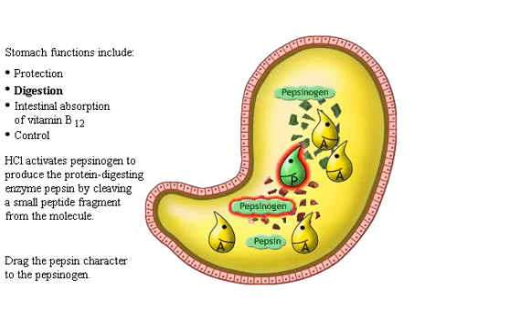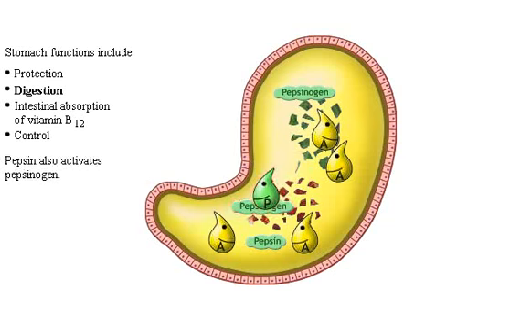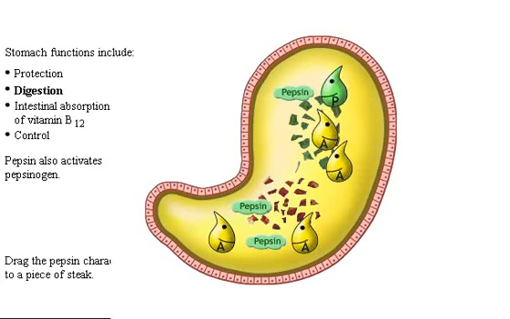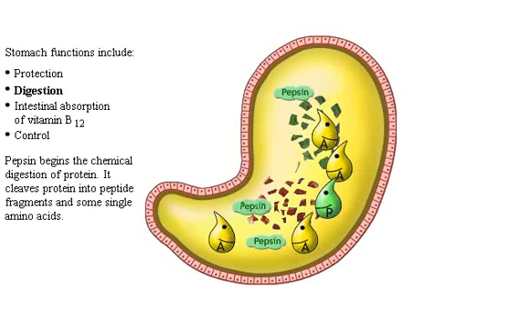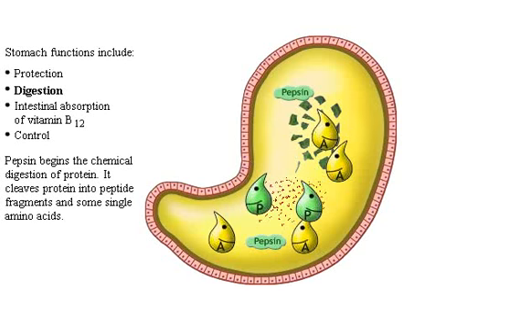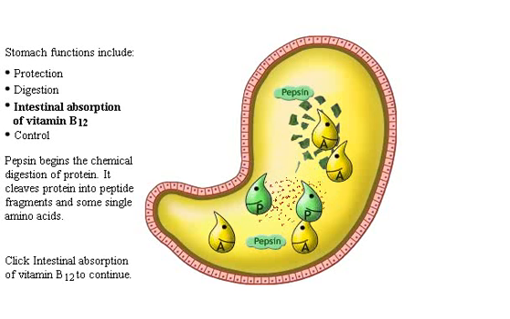Drag the pepsin character to the pepsinogen. Pepsin also activates pepsinogen. Drag the pepsin character to a piece of steak. Pepsin begins the chemical digestion of protein. It cleaves protein into peptide fragments and some single amino acids. Click Intestinal absorption of vitamin B12 to continue.